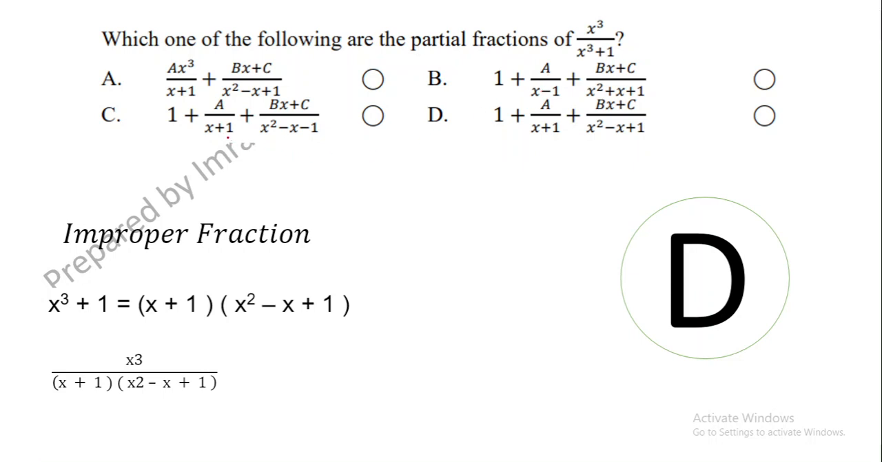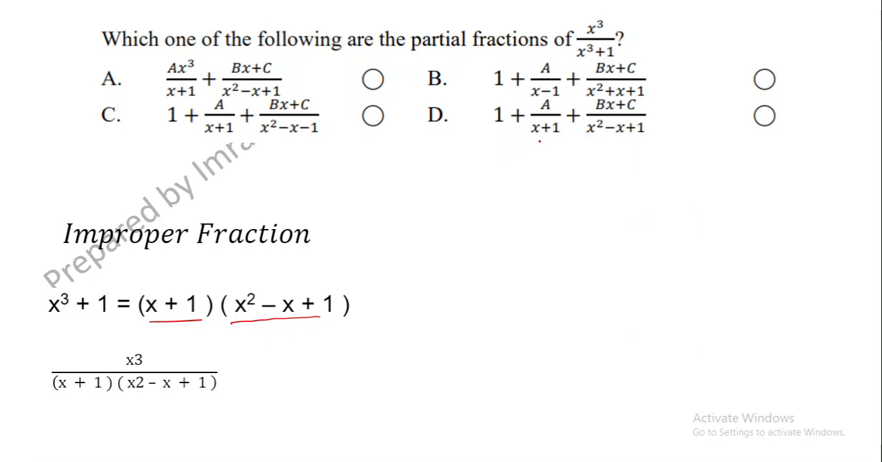This one. And look here at the denominator, you have this one, x plus 1 over x square minus x plus 1. Yes, so this option will be the correct one. An improper fraction will have to begin with 1 plus linear factor x plus 1, and the quadratic factor bx plus c over x square minus x plus 1. Why? Because this can be represented like this.